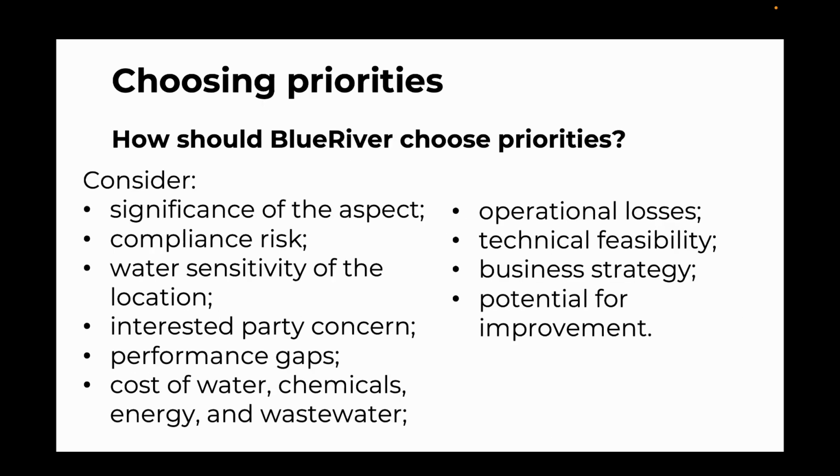BlueRiver should not select objectives randomly. It should choose priorities based on evidence and judgment. So, if water withdrawal is significant and the site operates in a water-sensitive area, reducing water use may be a strong priority. If wastewater results are usually compliant but highly variable, reducing chemical oxygen demand variability may be a priority.